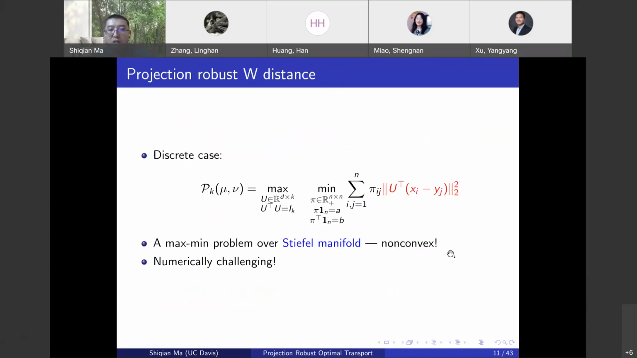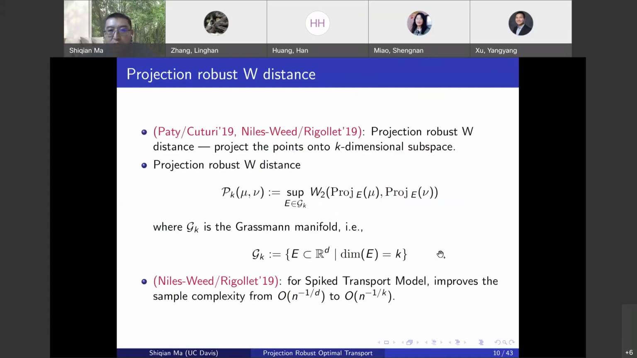Of course, the next very important question is how to compute this projection robust Wasserstein distance. Now let's look at the discrete case. Let's maybe return to the previous slide. This is the definition of the projection robust Wasserstein distance. We have a maximization problem here with respect to the subspace, and this part is the Wasserstein distance.